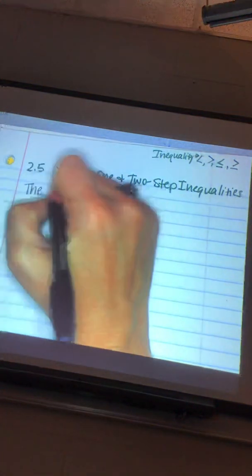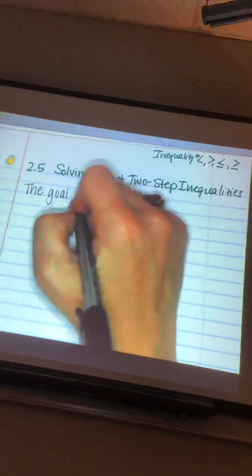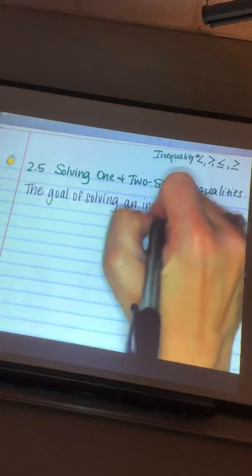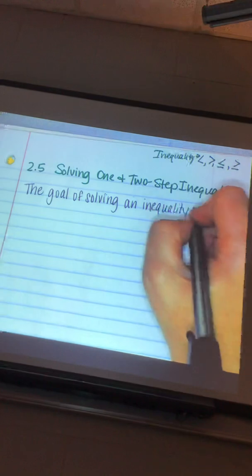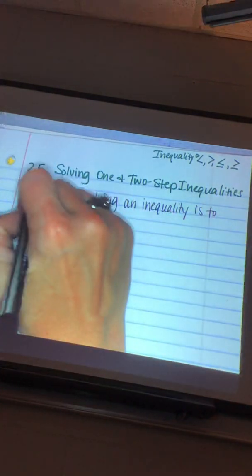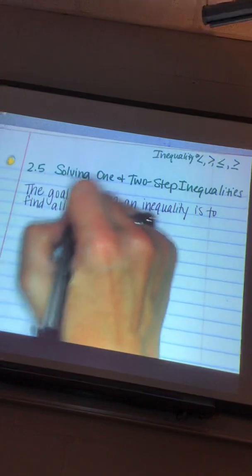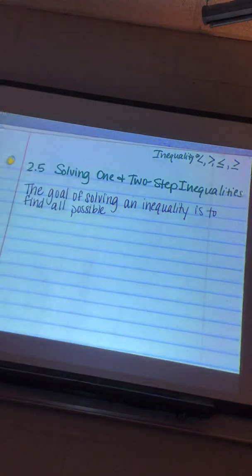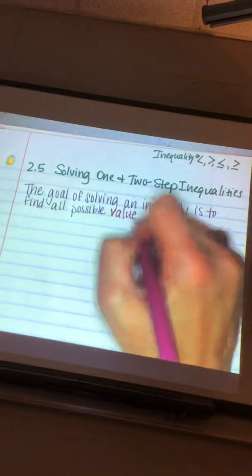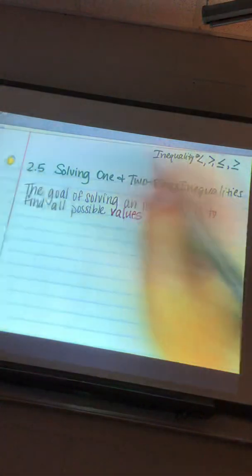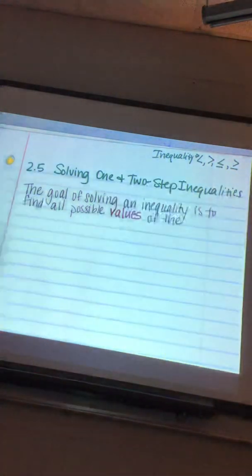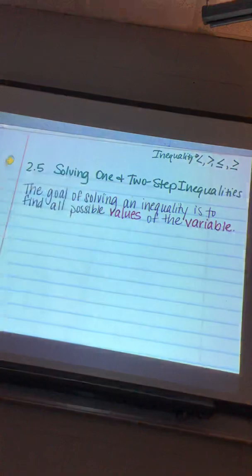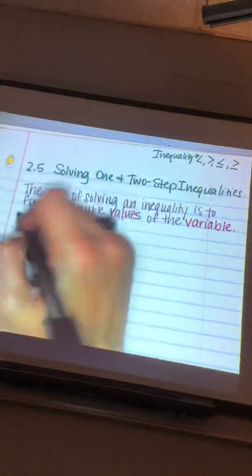So write this down. The goal of solving an inequality is to find all possible values of the variable. All right. So that's point number 1.